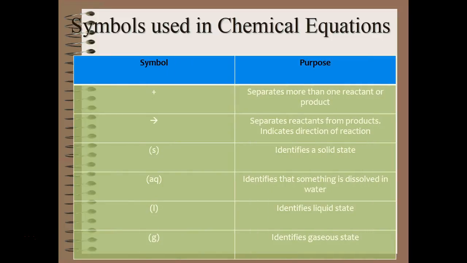So we have various symbols that are used in chemical equations. It's going to be important that you know what each one means. A plus sign separates more than one reactant or product. An arrow pointing to either the left or the right represents the direction that the reaction goes, from reactant to product. And again, as we saw in the last slide, that could be in either direction. S in parentheses means solid. AQ means aqueous, which is something that's dissolved in water. L means liquid, and G means gas.